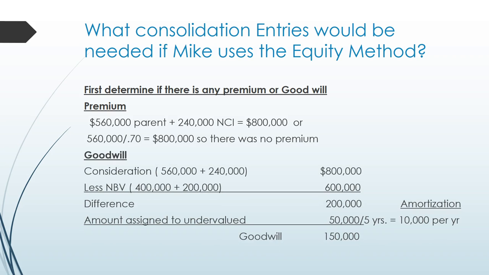Next, we're going to determine goodwill. We're going to take the $800,000 consideration. We're going to less the net book value, which gives us a difference of $200,000. We're going to assign $50,000 to the unamortized patent, divided by 5 years to get the annual amortization, and then we are going to come up with goodwill of $150,000. Now we can do our working paper entries.